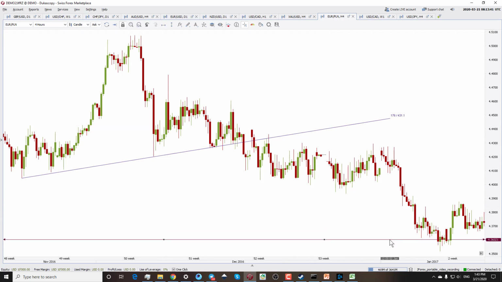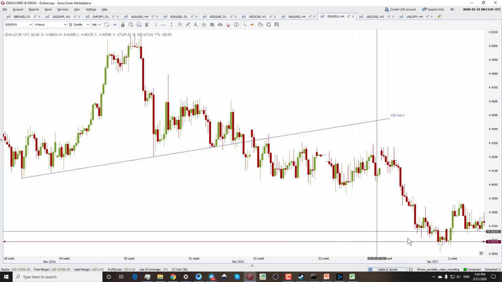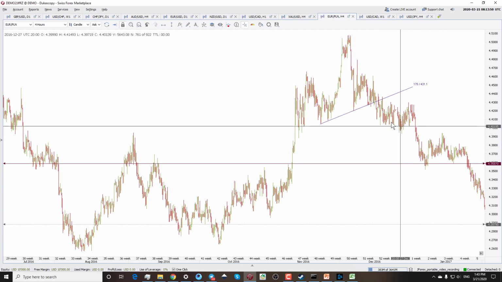4.358. So we have reached the targets, and from there the market took some support. Okay, so now this is another easy example.